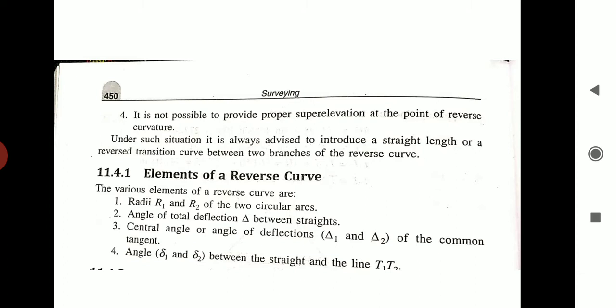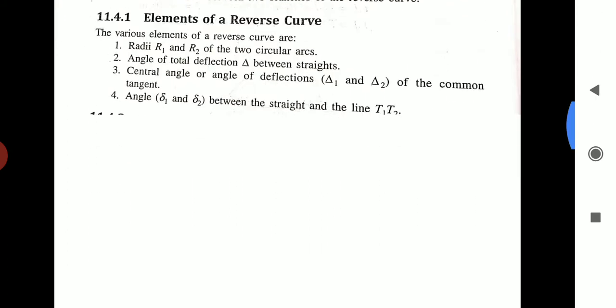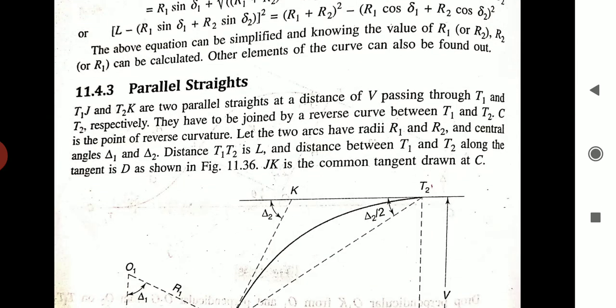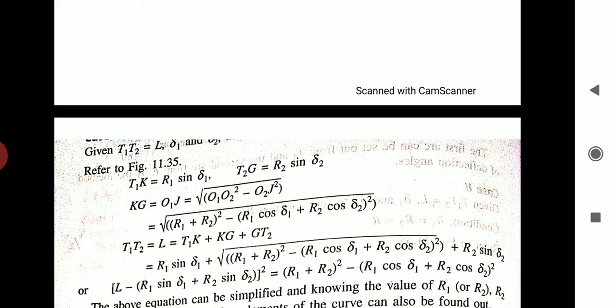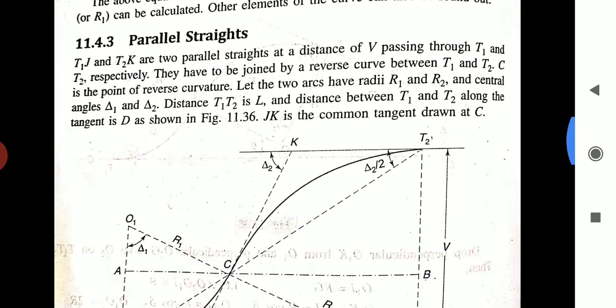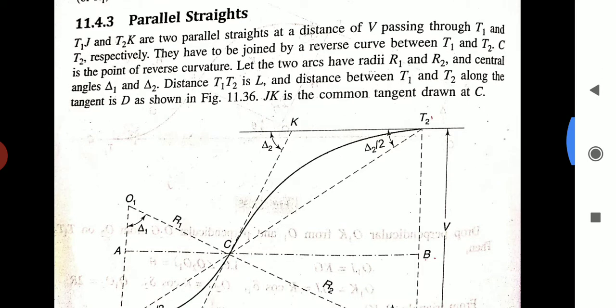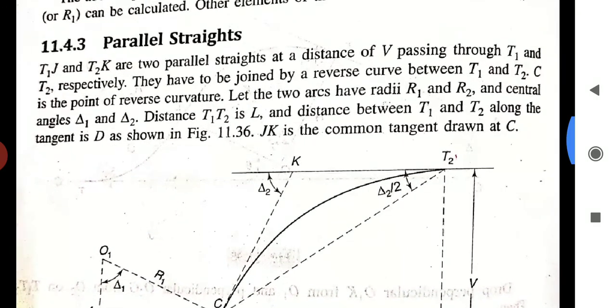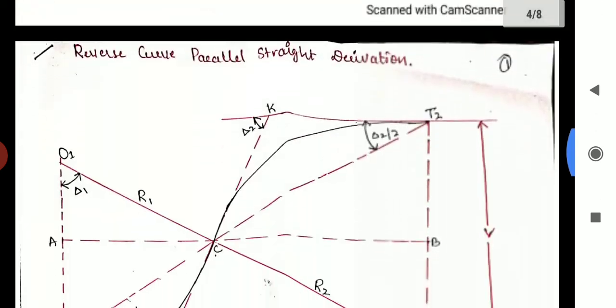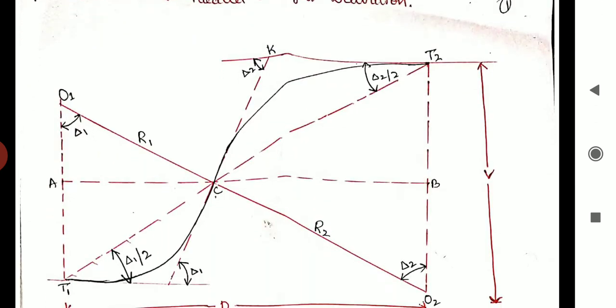Okay. Based on two types of straights, the first one is non-parallel straights, the second one is parallel straights. In your syllabus, only parallel straights and the corresponding numerical problems are mentioned. Okay. See here, this is parallel straights. So this is parallel straights. Okay.